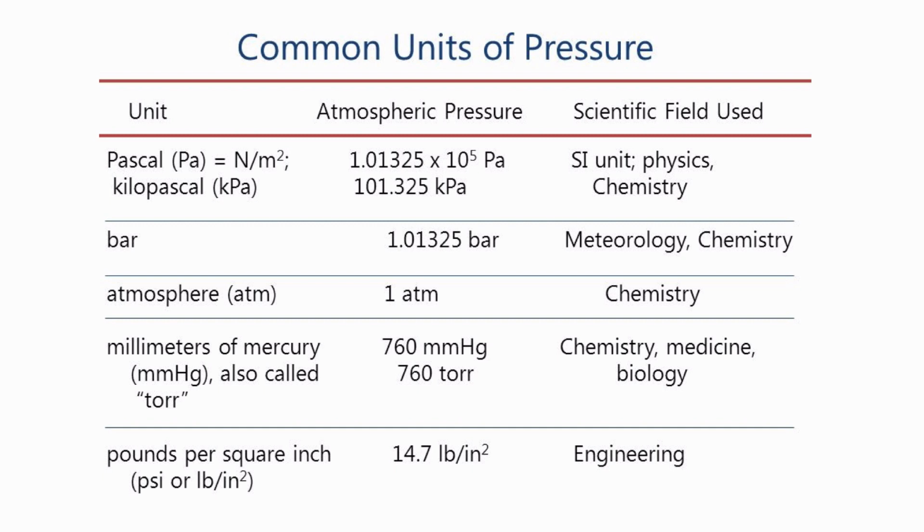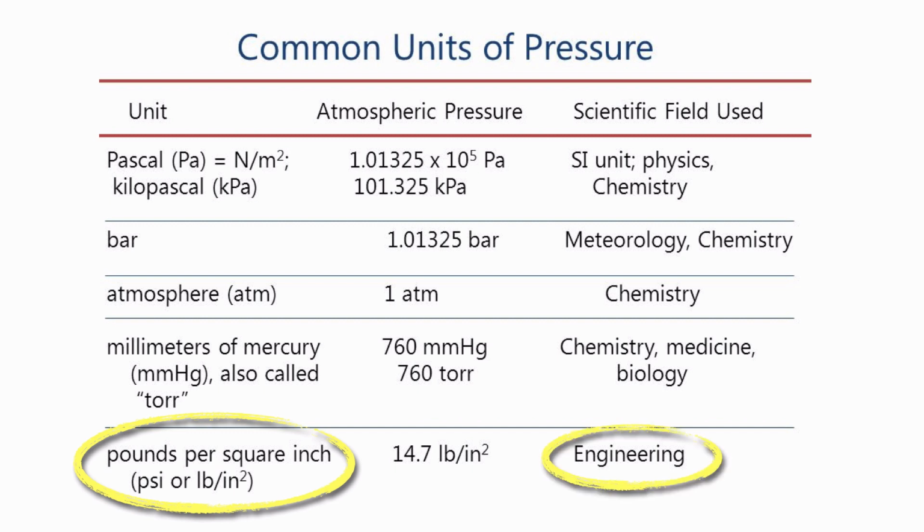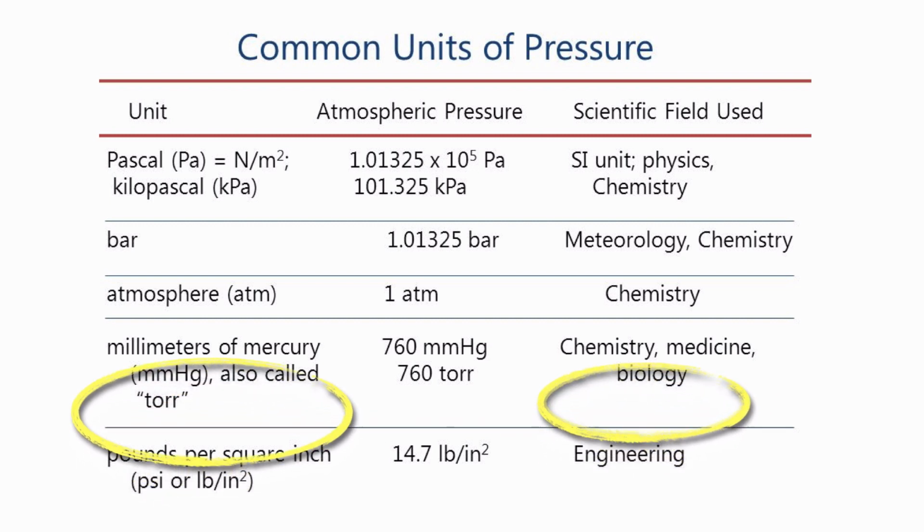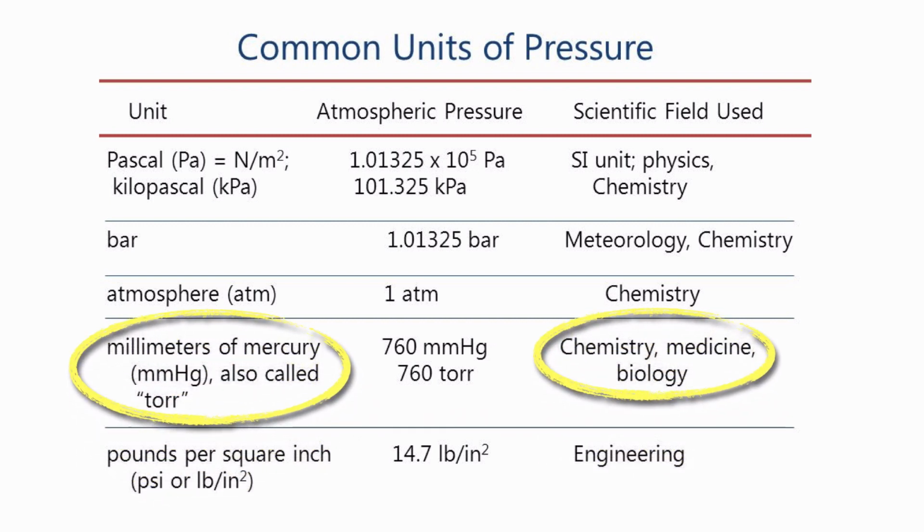So, I'm not trying to make it seem like PSI is the only measure of pressure. There's tons of measures of pressure. We saw pascals earlier and we saw atmospheres and things like that. But my background is in engineering, so I'm a PSI guy. But when I was studying chemistry and biology, we used millimeters of mercury. But it's also called torr.